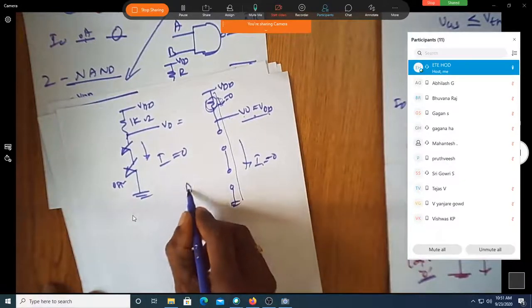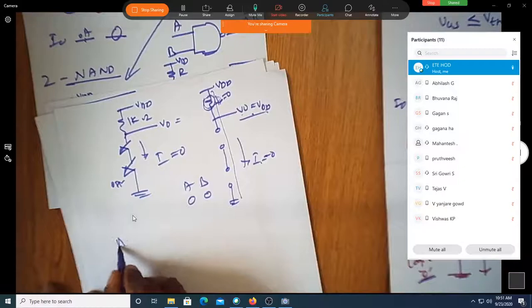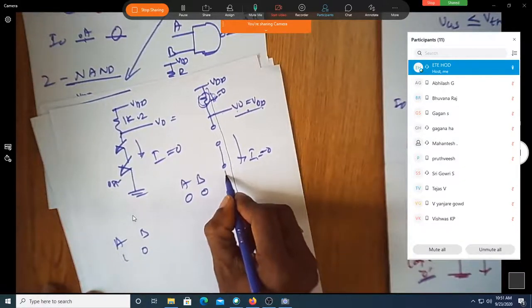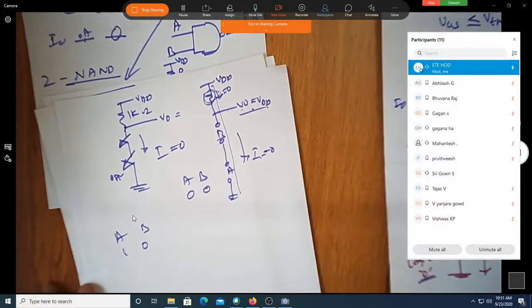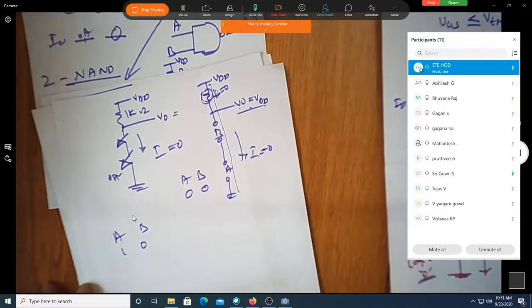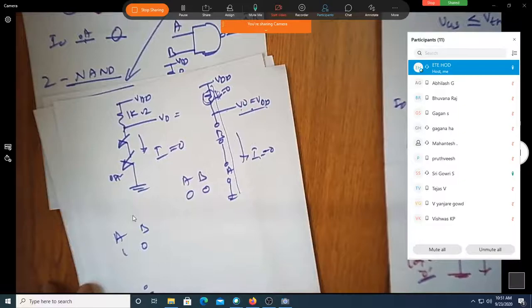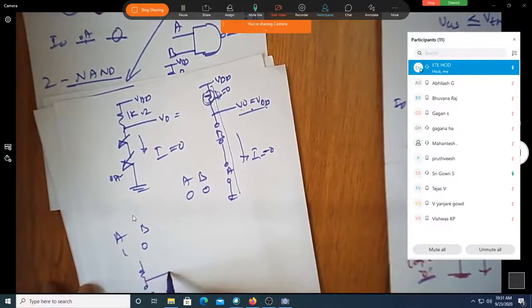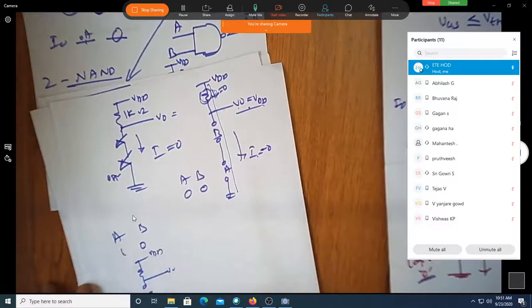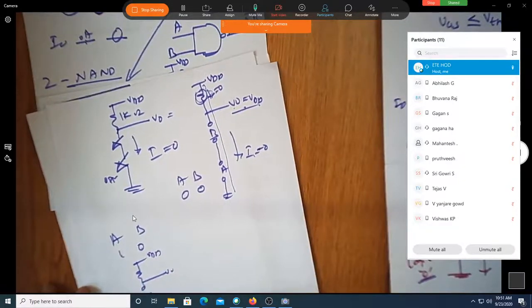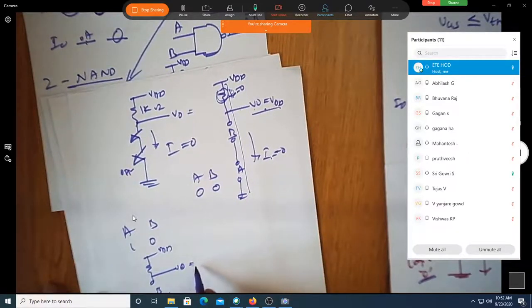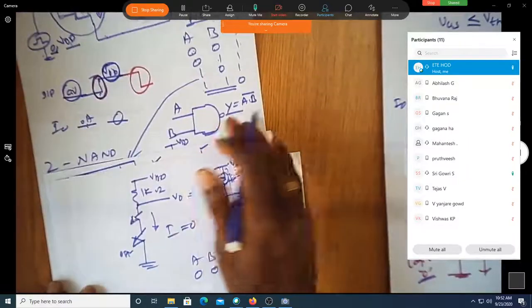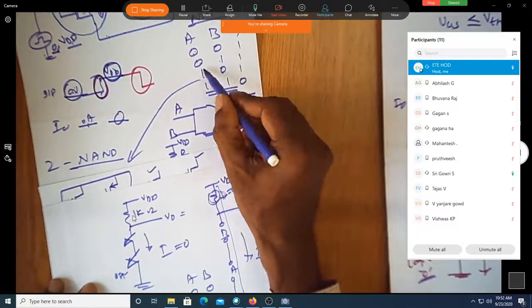So this is for AB 00. Let me take AB 10. Let us take this as A, this as B. For this 10, is the bottom switch on? Yes, sir. This switch is on and this is still open. This is VDD. Then what is the current now flowing? Still 0. Then what is V0? It would be VDD only. So that's why you have this combination.